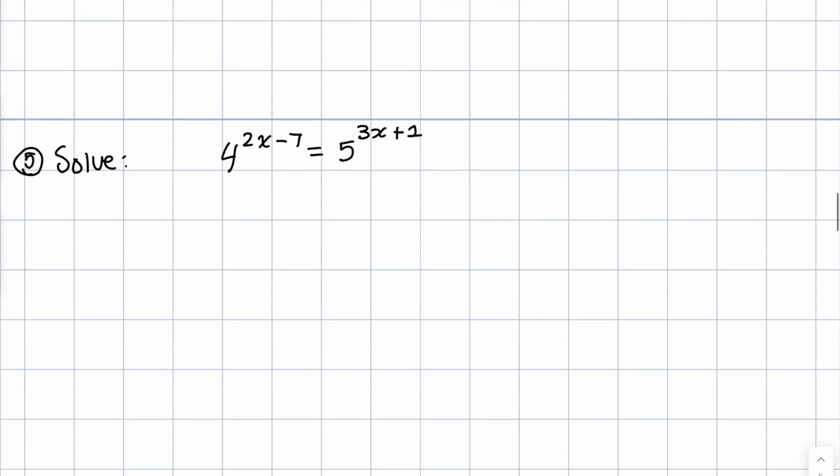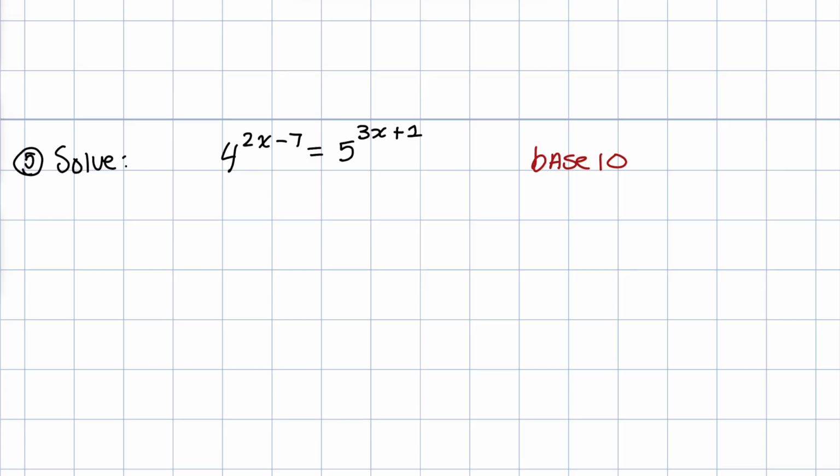Let's try this one. So we have 4 to the 2x minus 7 equals 5 to the 3x plus 1. Both of these bases are different, so we cannot break them down. We have a choice to do this either way we want to. I'm going to use just log base 10. Again, it doesn't matter which one you use. You're going to get the same answer in the end.